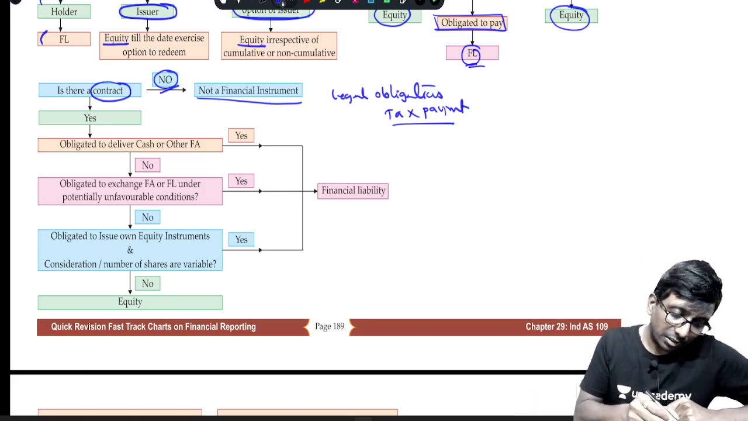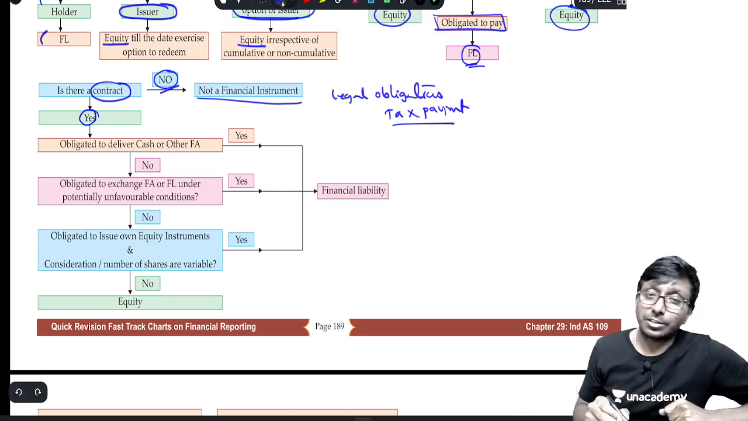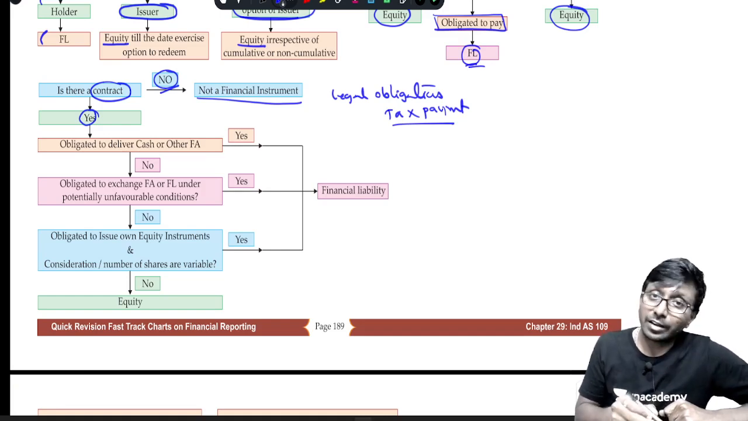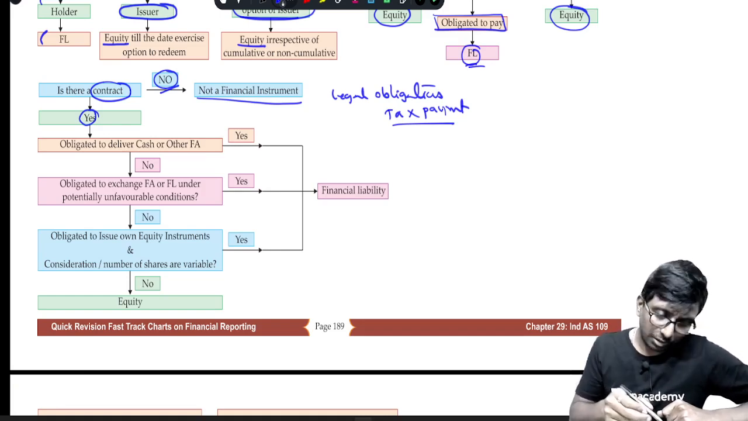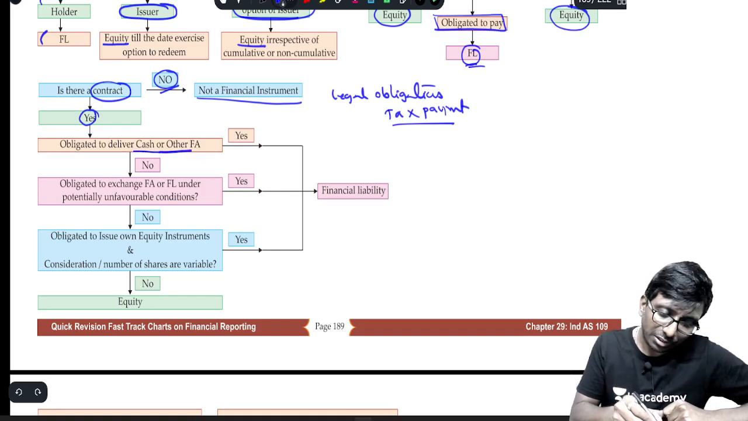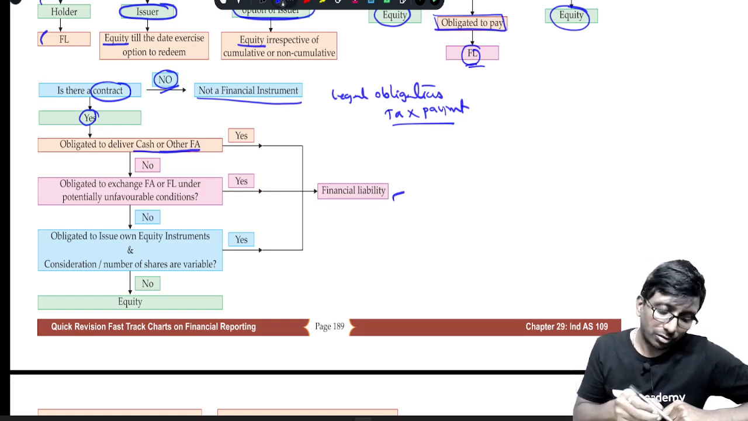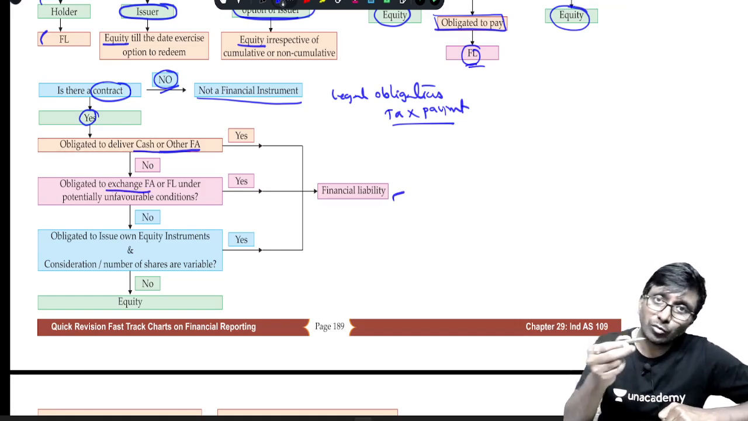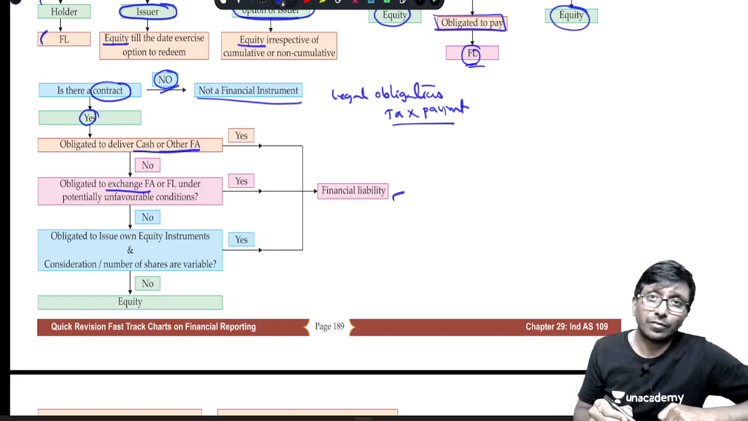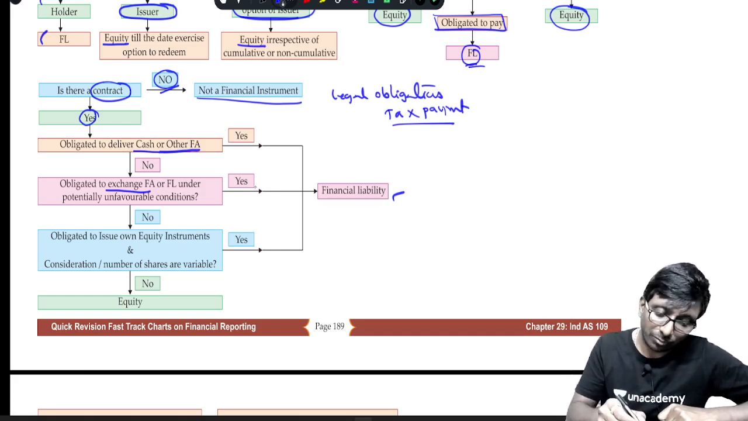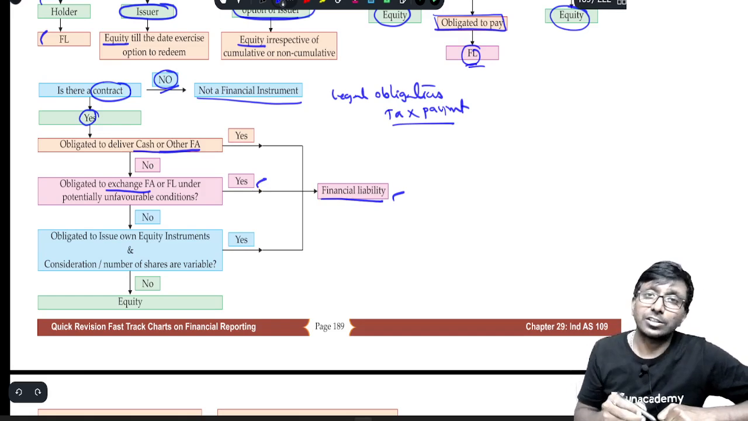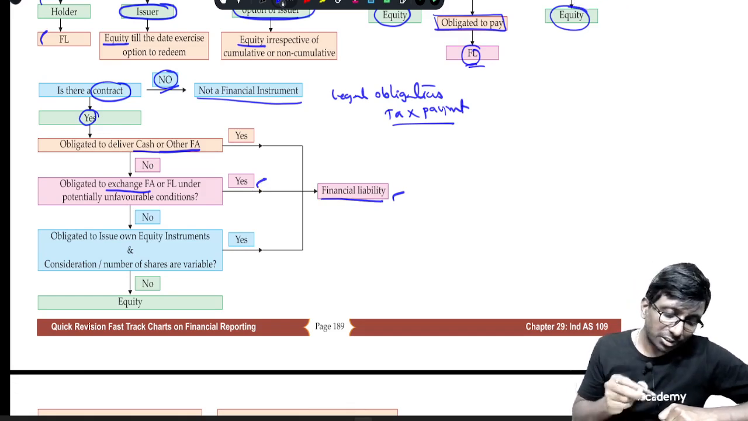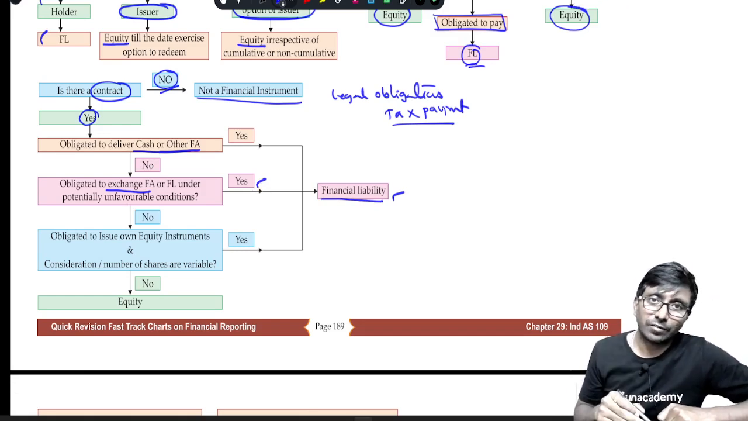Next, obliged to deliver. Is there a contract? Yes. Are you supposed to pay something? Yes, sir, we have to give either cash or other financial asset. Then it is a financial liability. No, sir, I don't have an obligation. So are you supposed to exchange anything? Yes, we have to exchange. Now we'll ask, is it potentially favorable or unfavorable to you? Potentially unfavorable to me. Then it is a financial liability. It is not potentially unfavorable also.